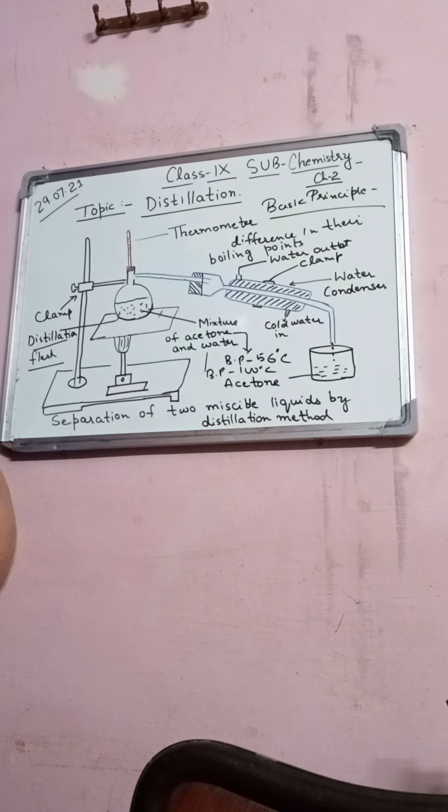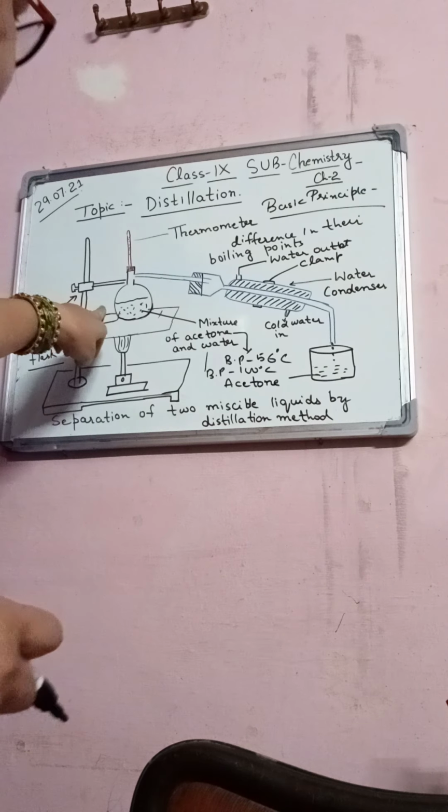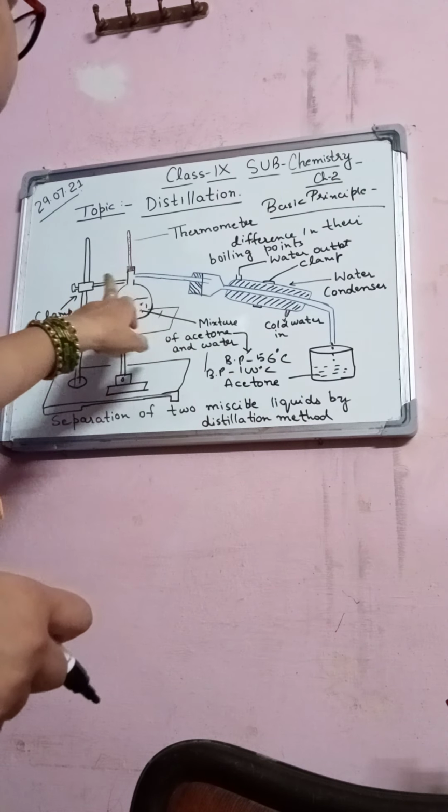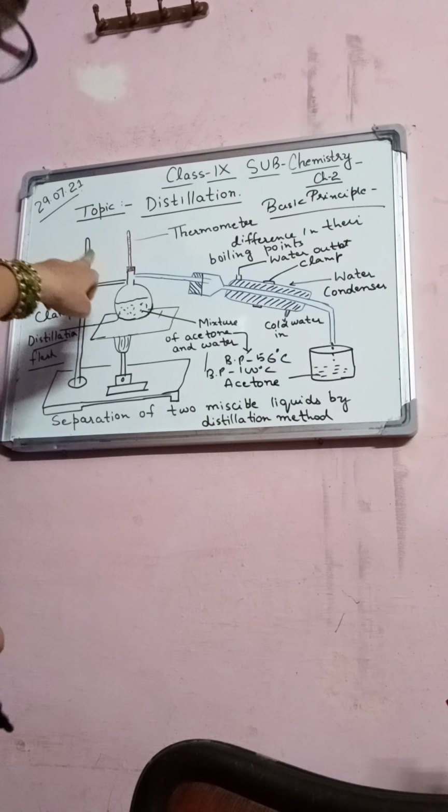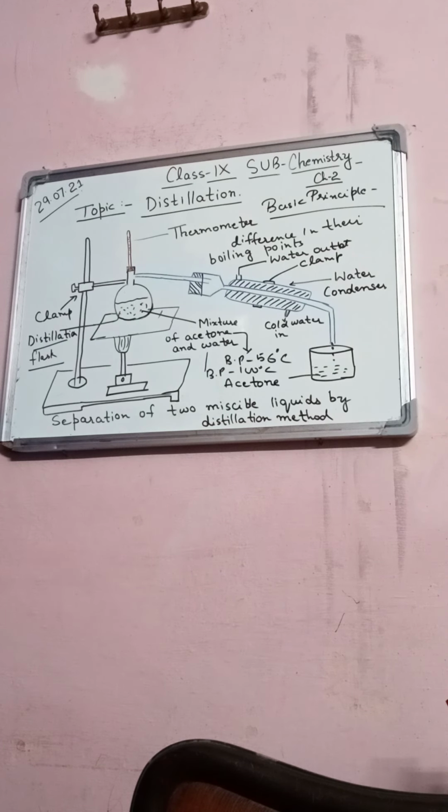And in the next video I will explain fractional distillation. The common difference between distillation and fractional distillation is that it is very similar to simple distillation, only in between the distillation flask and the condenser there is a fractionating column. I will explain that in the next video.